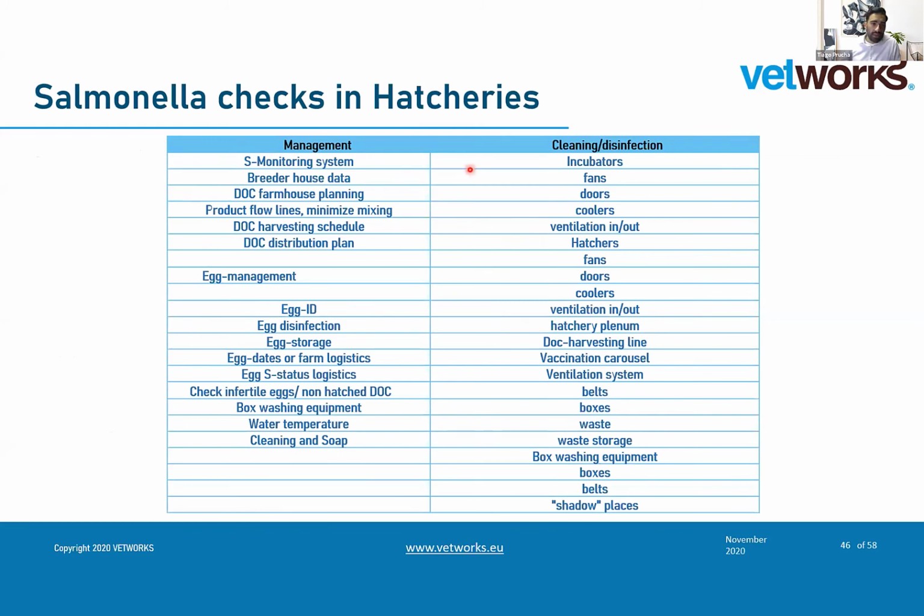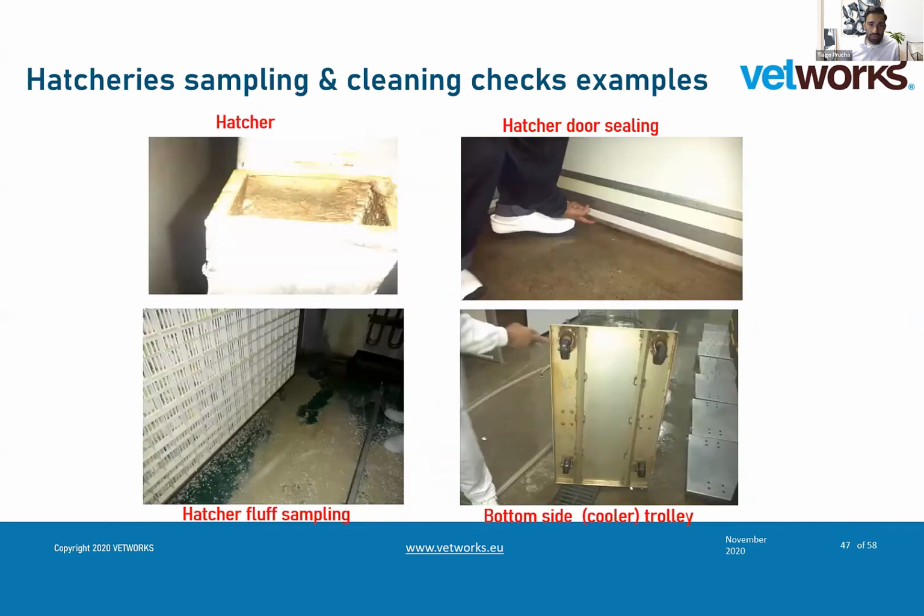Okay, so these are the same lists that I showed you before, but this is for the hatchery. Here, as you know, you have a lot of fluff, and ventilation is very important. There is a place in the hatchery called the plenum, which is a central point of ventilation, so all air passes through there. That's a nice place to sample when you're doing control of salmonella. But you have several places that it's important to control. You'll have this presentation anyway, so if you have any doubts, you can come back to us and we'll clarify.